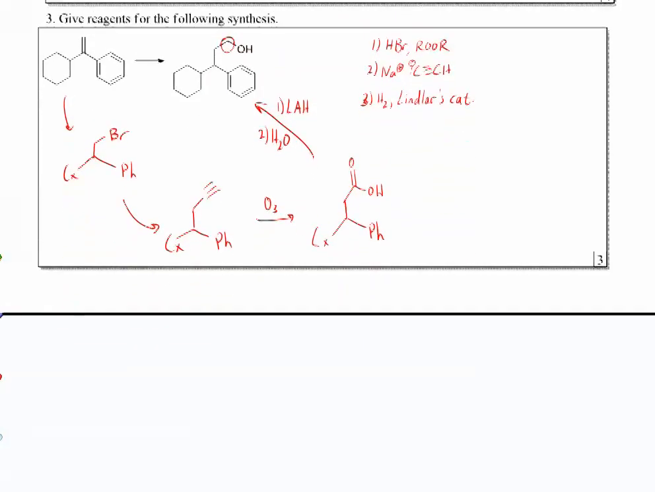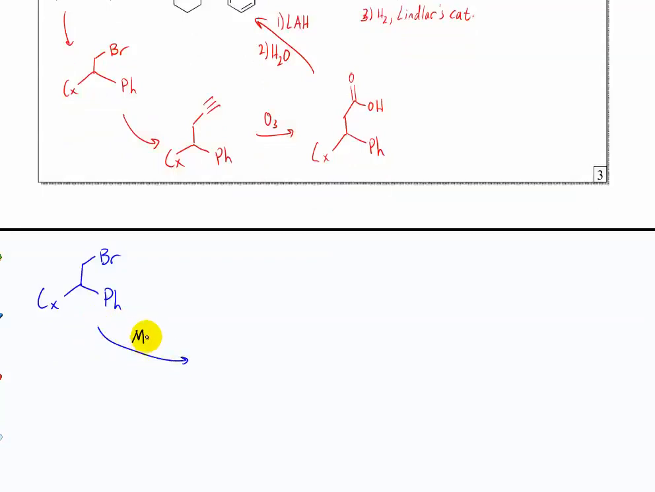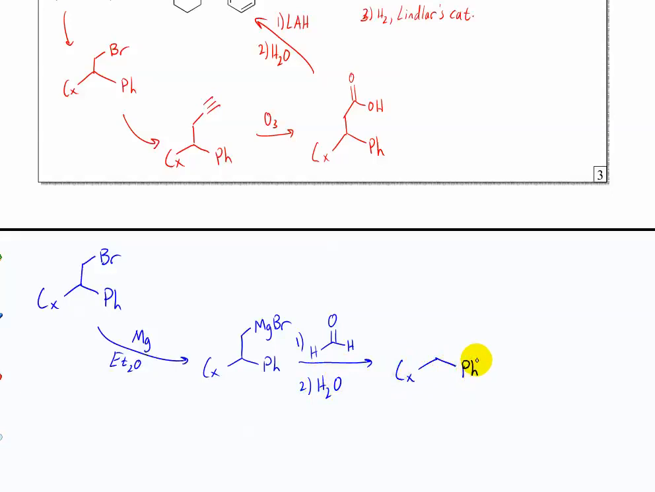Is it alternately using peroxide and not? No, you shouldn't need that here. The alternate way is, once you get here, after that first step, make a Grignard, and then react with formaldehyde. And that gets you the product. So that's a little bit quicker.